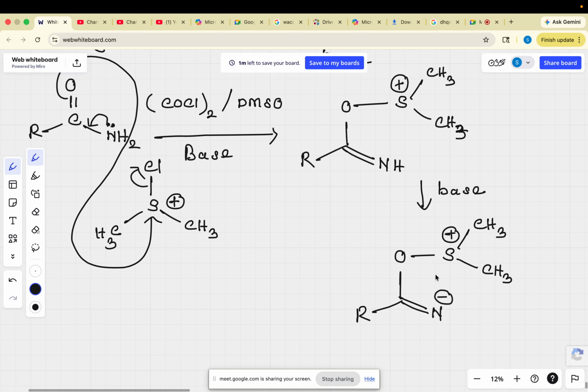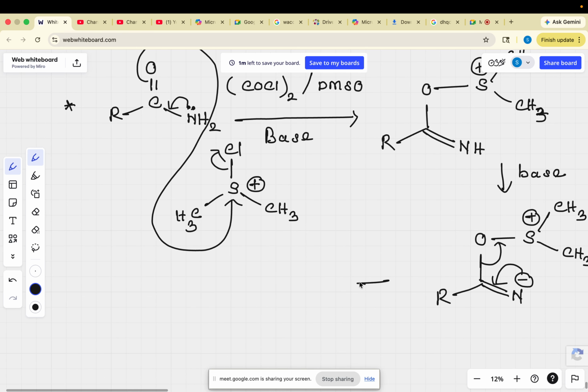You will get N minus, and when it is abstracting, what will happen? See, N minus will push its negative charge to here. This bond will break. So what we are getting? We are getting R C triple bond N plus DMSO is back. You are getting back the DMSO reagent. Clear? Yes. So if you have an amide and you are using this Swern oxidation, you will get this nitrile compound. Okay.